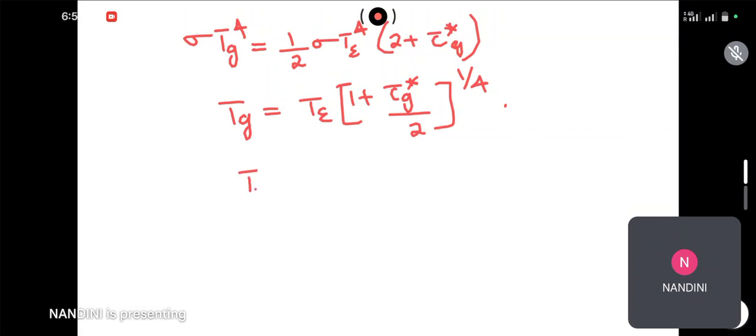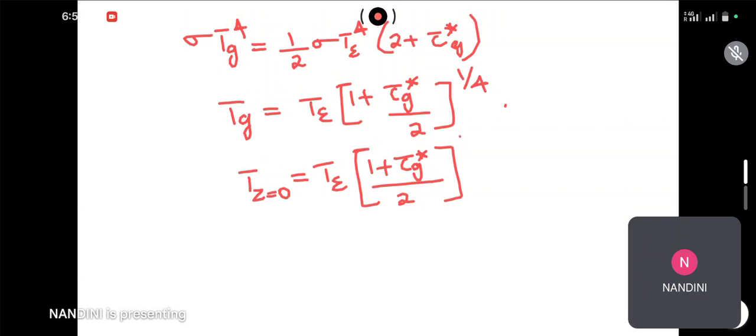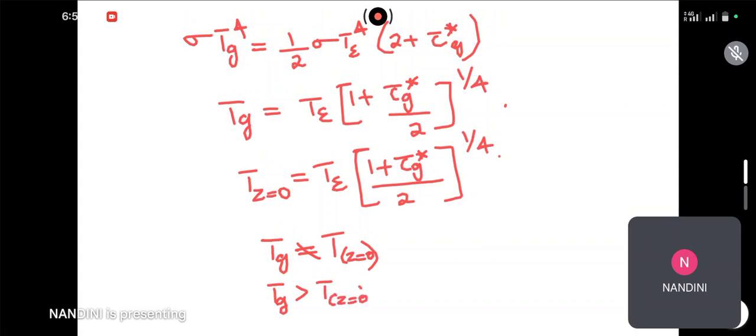Whereas t at z is equal to 0 was te into 1 plus 2g star by 2 the whole raised to 1 by 4. So tg is not equal to t at z is equal to 0, or tg is greater than t at z is equal to 0. So this is basically a thermal discontinuity. But z is equal to 0 is very close to the ground.